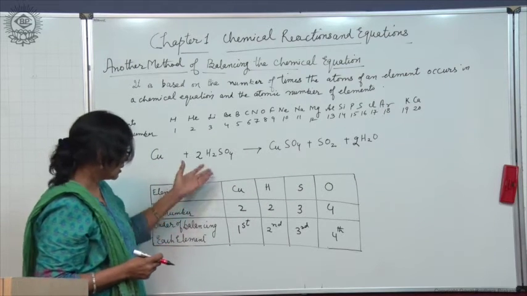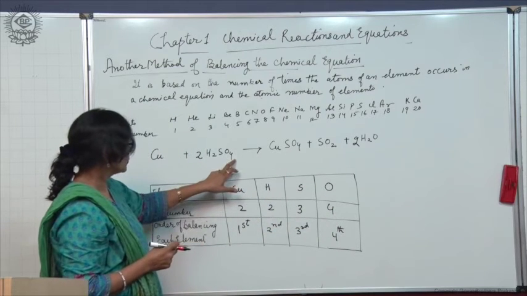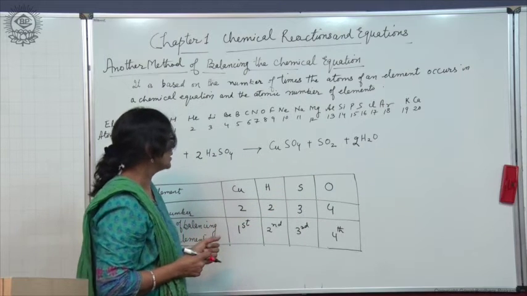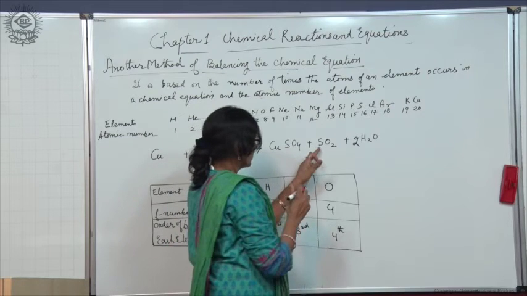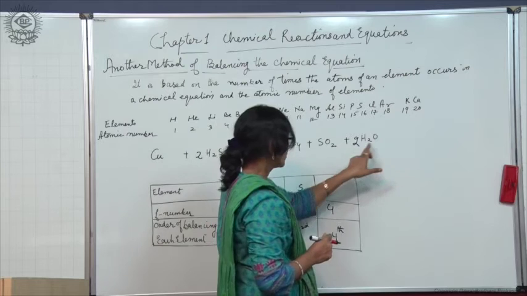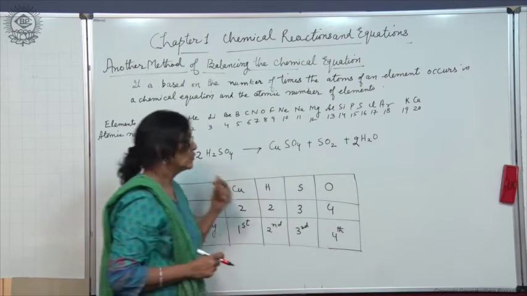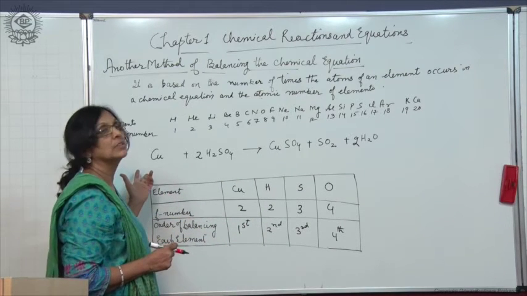Now, we come to oxygen. 8 oxygen atoms on left hand side, count the number of oxygen atoms on right hand side. O4 means 4 oxygen atoms plus 2 oxygen atoms, 6 plus 2 oxygen atoms, 8. So, on both sides oxygen atoms are equal and the equation is balanced.